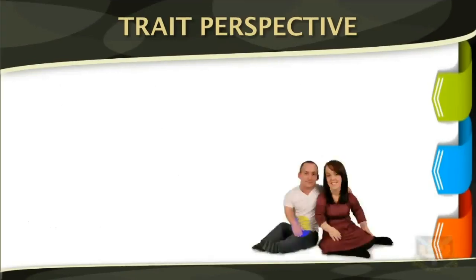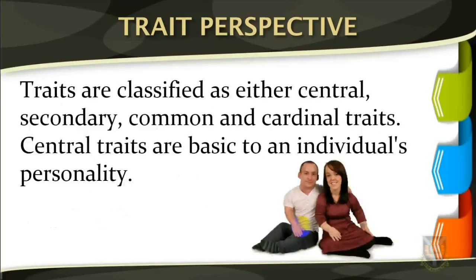Traits are classified as either central, secondary, common, and cardinal traits. Central traits are basic to an individual's personality. Secondary traits are more peripheral. Common traits are those recognized within a culture and thus may vary from culture to culture. Cardinal traits are those by which an individual may be strongly recognized.